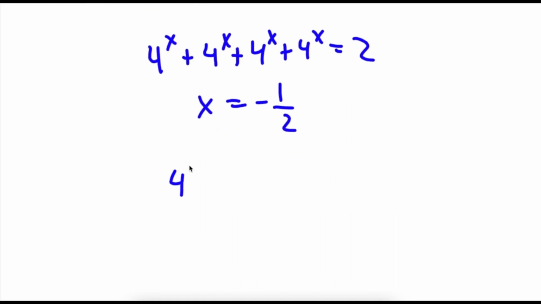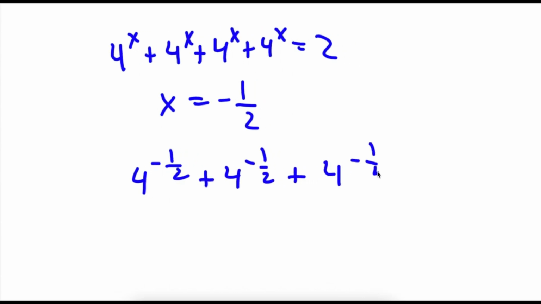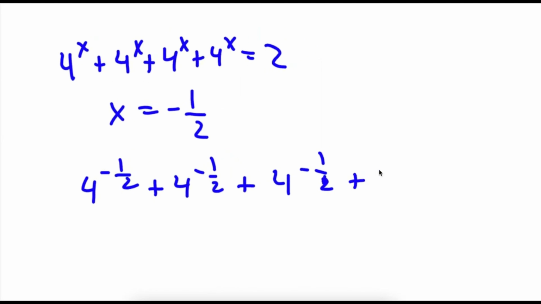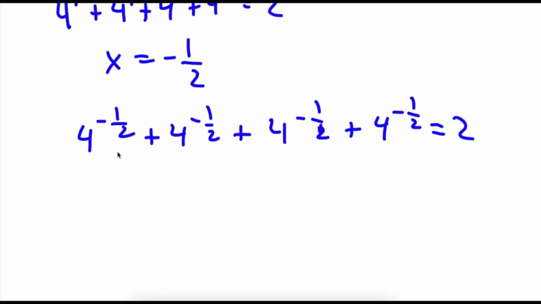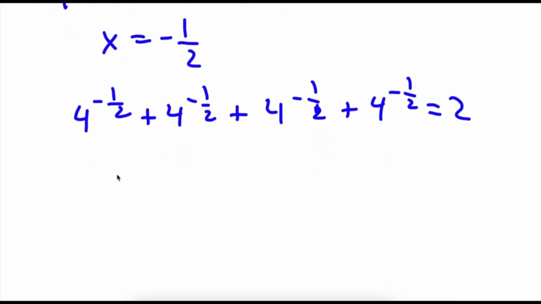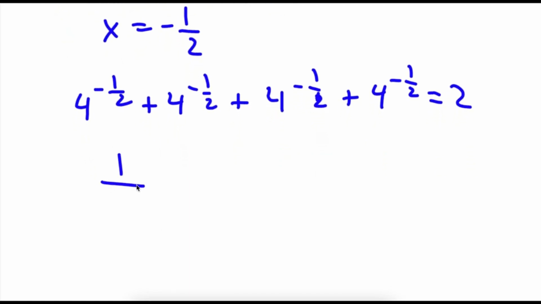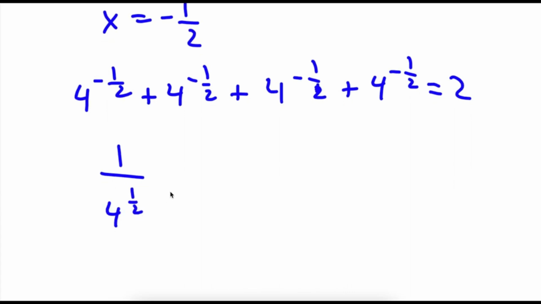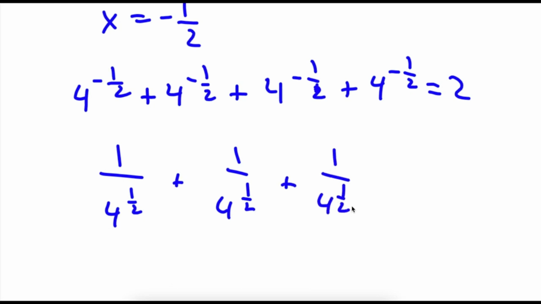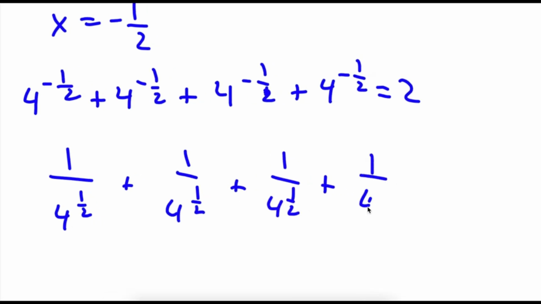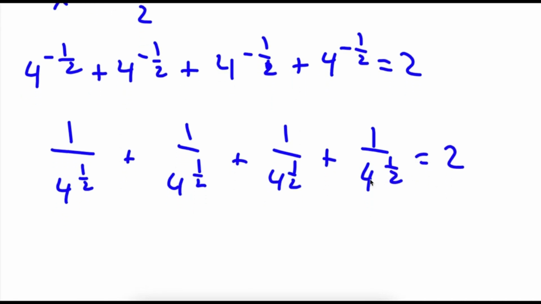So now I have 4 to the power of negative 1/2 plus 4 to the power of negative 1/2 plus 4 to the power of negative 1/2 plus 4 to the power of negative 1/2 is equal to 2. Now, this is the same thing as 1 over 4 to the power of 1/2 plus 1 over 4 to the power of 1/2 plus 1 over 4 to the power of 1/2 plus 1 over 4 to the power of 1/2 is equal to 2.